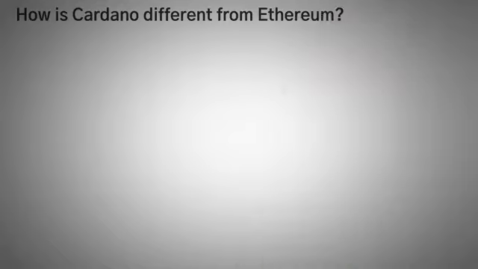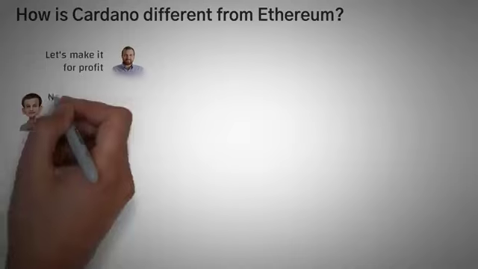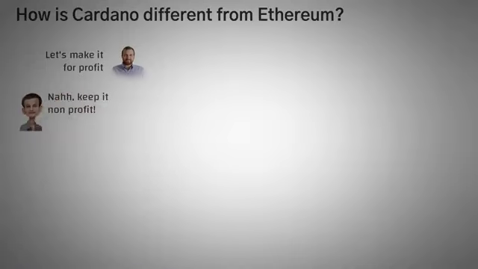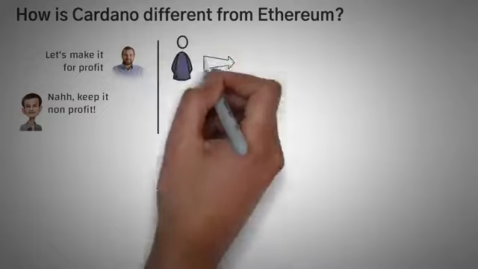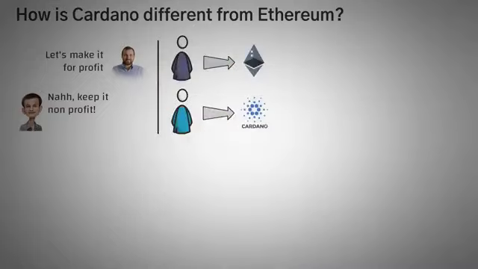Now, we're not going to speculate about individual conflicts or personalities, but the story goes that Hoskinson thought Ethereum should be a for-profit entity, whereas Buterin wanted Ethereum to stay as a non-profit. Both of their wishes ended up coming true in a way. Buterin stayed with Ethereum, and Hoskinson took a sabbatical shortly followed by a proposition.